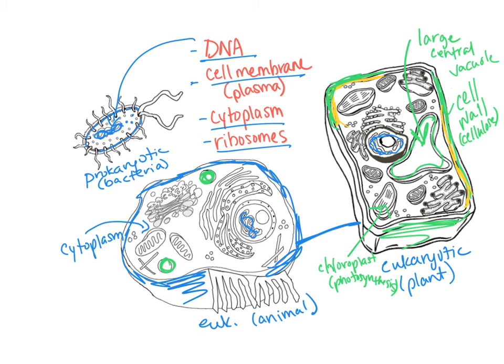So the 4 things that all cells have, you need to be able to name these out loud and say what they are. All cells have DNA, cell membrane, cytoplasm, and ribosomes. And as long as you can name them, it doesn't matter what order they're in. And that's just to help you understand and remember that all cells have some things in common. It does not matter what type of cell they are. These are kind of part of the characteristics of life.